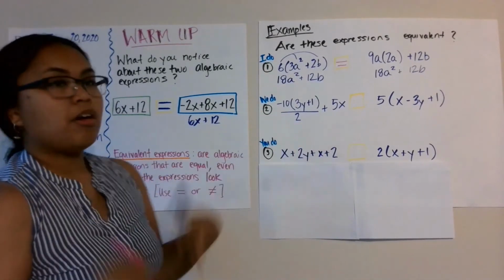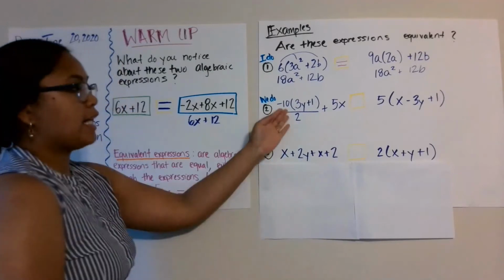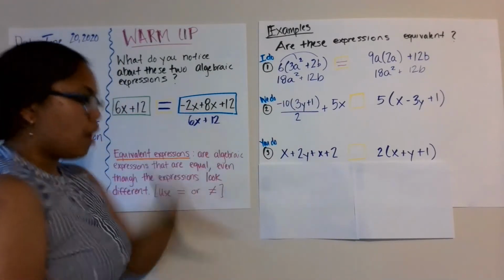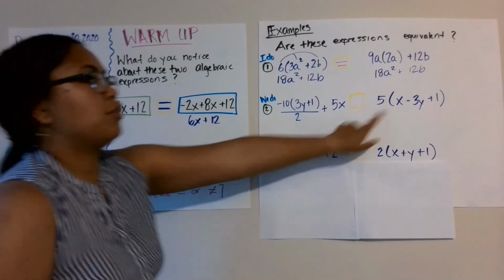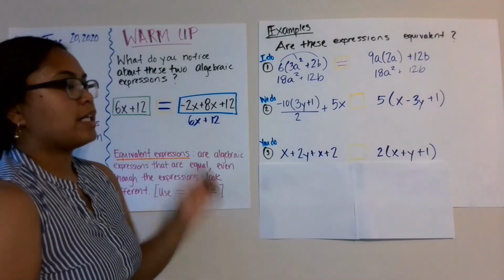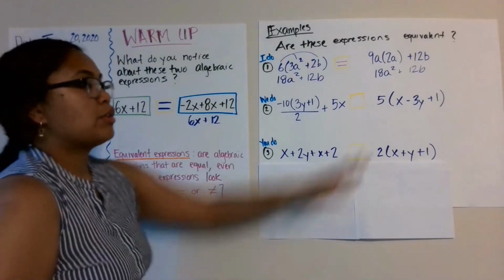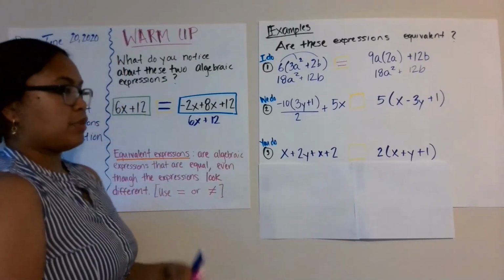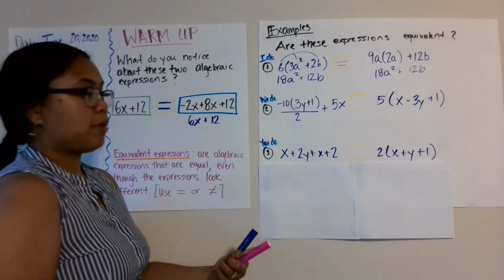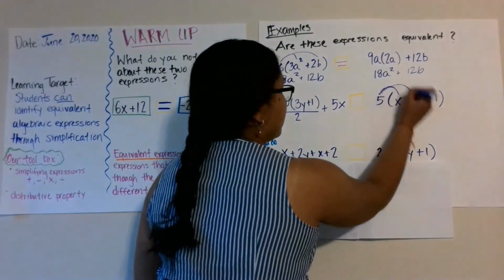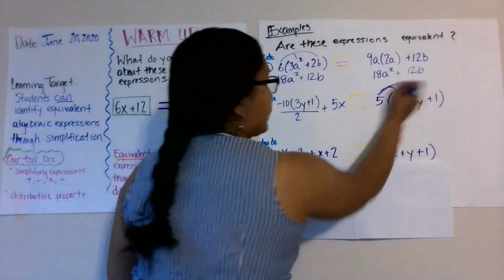Because fractions are our friends. We have the negative 10 parentheses 3y plus 1 all over 2 plus 5x. And over here we have 5 parentheses x minus 3y plus 1, right? So let's do this one first because this one looks friendly, right? Because we know that we have to use a distributive property. So we distribute the 5 to the x, the negative 3y, and that 1.